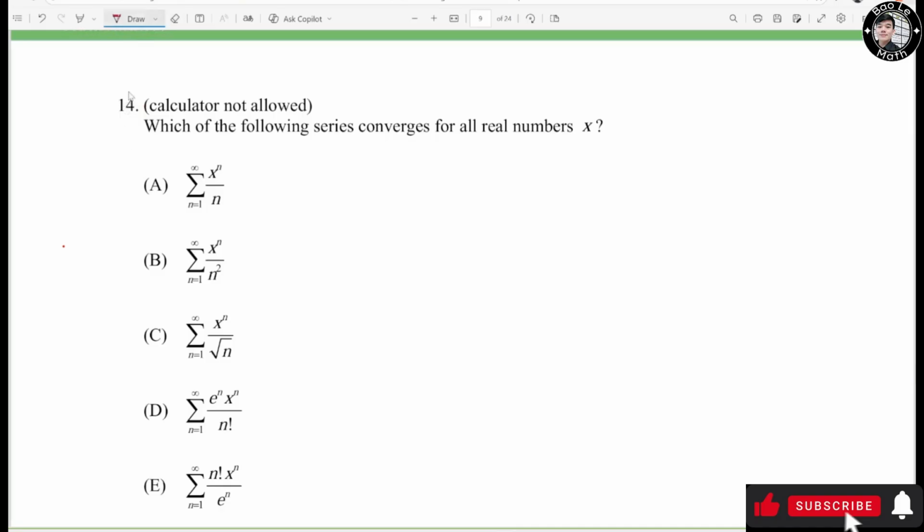Now let's move on to question 14. Which of the following series converges for all real numbers s, right? Which means s could be anything, right? So now we're going to test s equals 1 to see what happens. So this becomes the series 1 over n, and this diverges by the harmonic series test, right? So answer choice A is wrong.